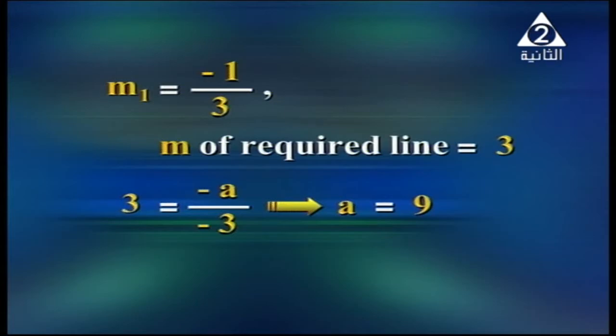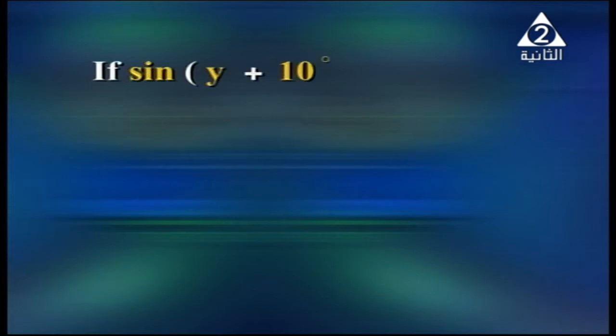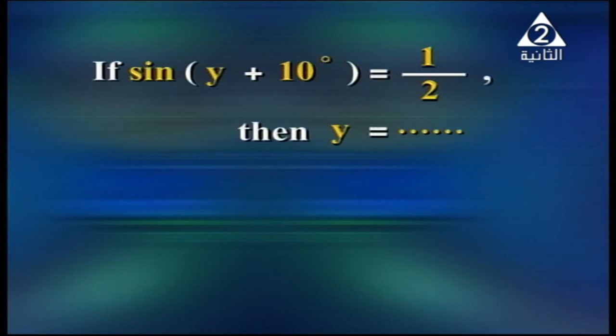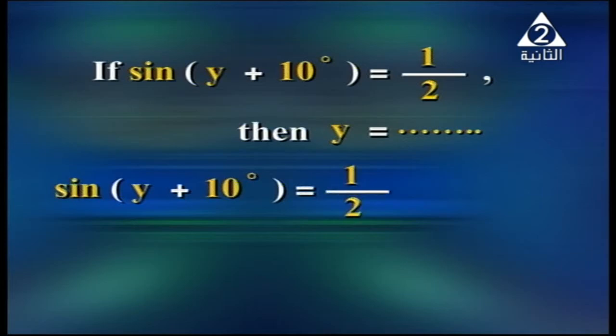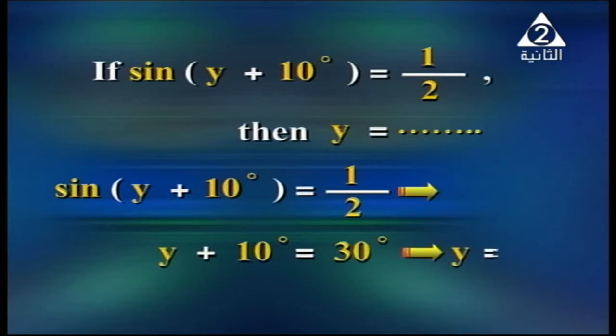Another example, if sine of (y plus 10) degrees equals half, then y equals what? First of all, as sine of (y plus 10) equals half, you are going to press shift sine half to obtain a result of 30 degrees. In this case, we can say that y plus 10 equals 30. So y will be 20 degrees.